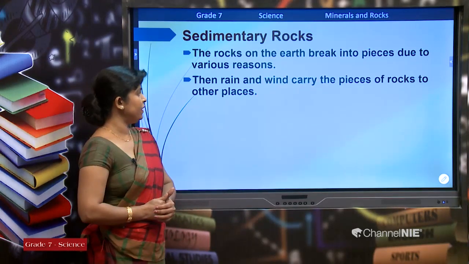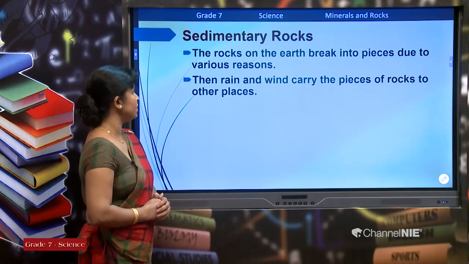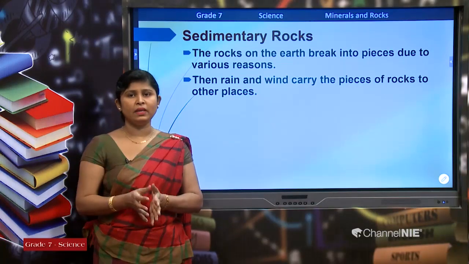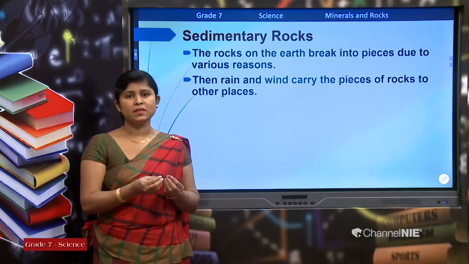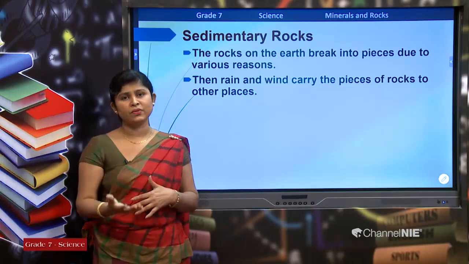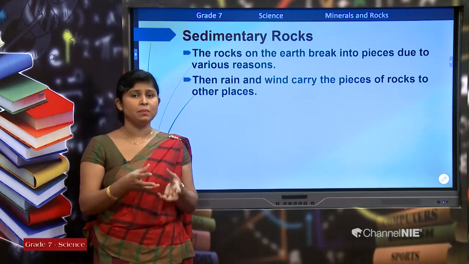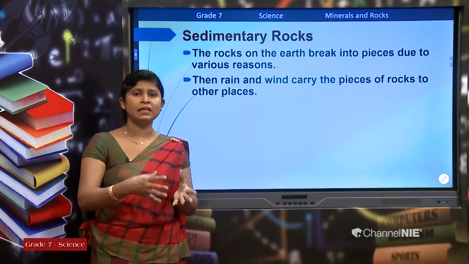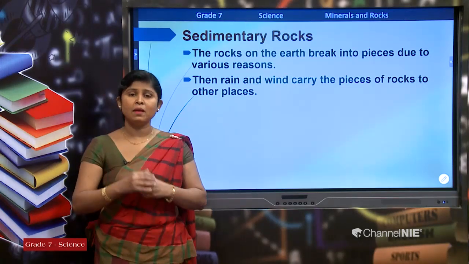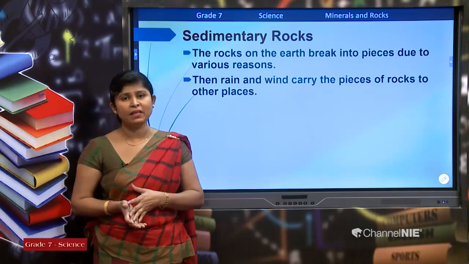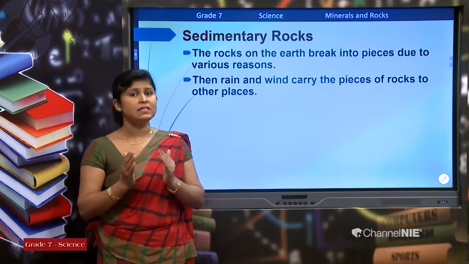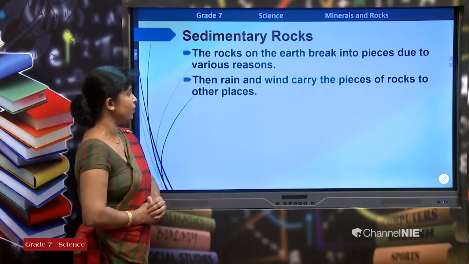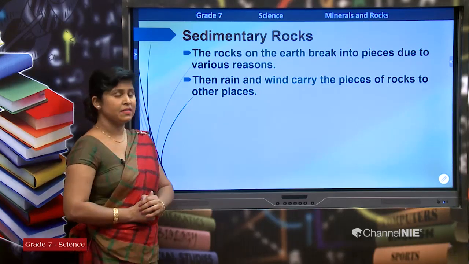The rain and the wind carry the pieces of rocks to other places. You know that with the rain and with the wind, the small pieces of rocks are taken from one place to another. Imagine that a rock is separated into small pieces and those small pieces are taken away by the wind. Sometimes these are taken away by the water, right? That is the second one.